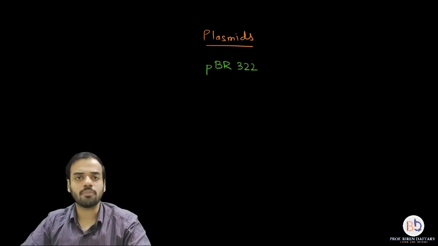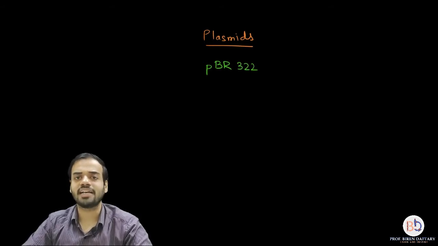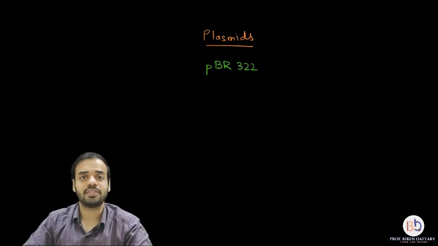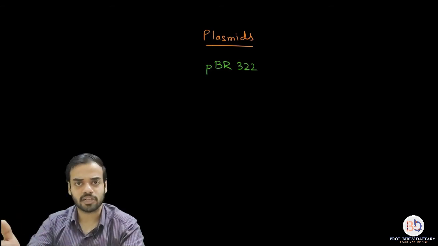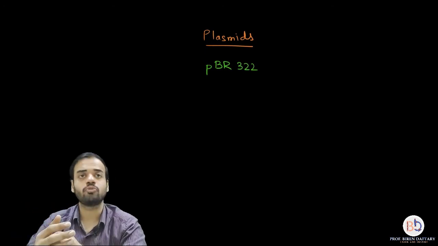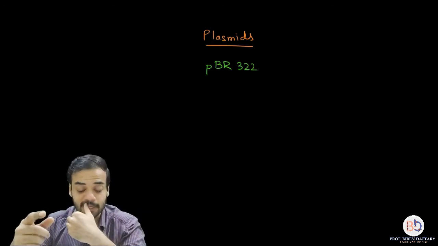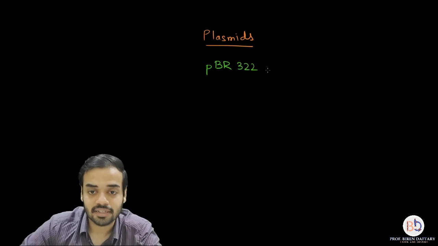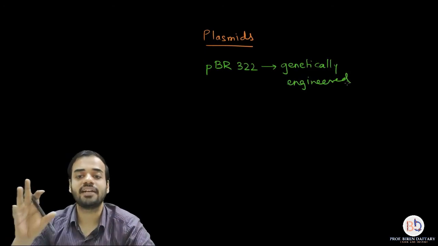Now see, we have talked about the properties of cloning vectors, 5 properties. Now all these properties are not present in naturally occurring plasmids. What are naturally occurring plasmids? Naturally occurring plasmids are the plasmids which are present in each bacterial cell. Each bacterial cell has a plasmid. So sometimes you have to artificially create plasmids, or you have to create plasmids using genetic engineering, so that all these properties are present. For example, pBR322 is a genetically engineered plasmid. It is not present naturally inside the bacterial cell.